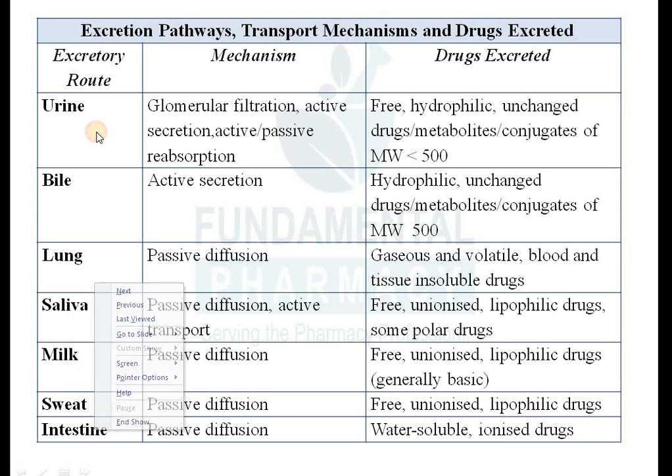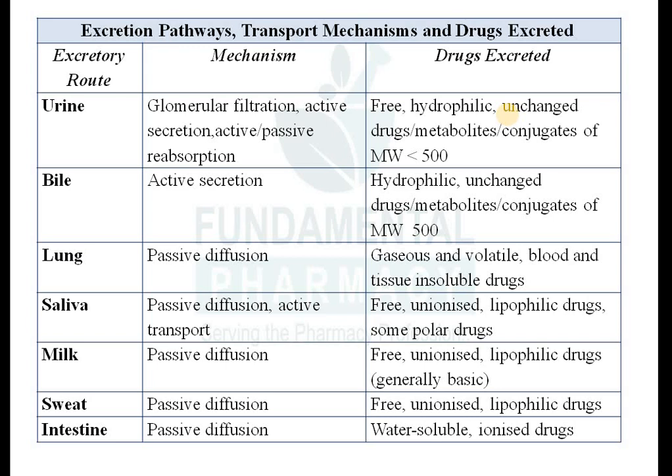Most of the drugs are eliminated in the urine, then bile, then lungs, then saliva, milk, sweat. So what kind of drug is eliminated from urine? Free hydrophilic, meaning water soluble drugs. If there is a protein bound drug, that will not be filtered. That will not be eliminated. So until it is free, it cannot be eliminated.